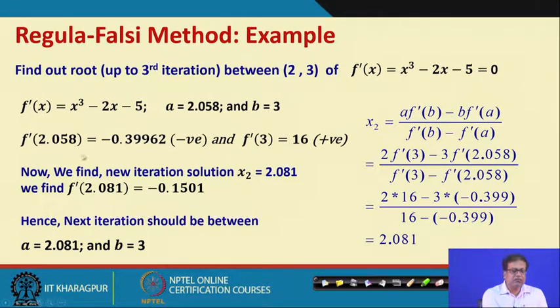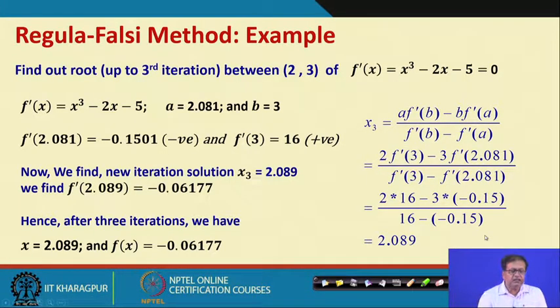Again the same thing, we find f dash 2.058 which is again negative and f dash 3 is positive. So, we find at the next iteration the x 2 value is 2.081, and when you put that we find another negative value. So, that should be our new a, is it all right. This is the second iteration, and at the second iteration by following a similar procedure we found a is 2.081 and b equal to 3.